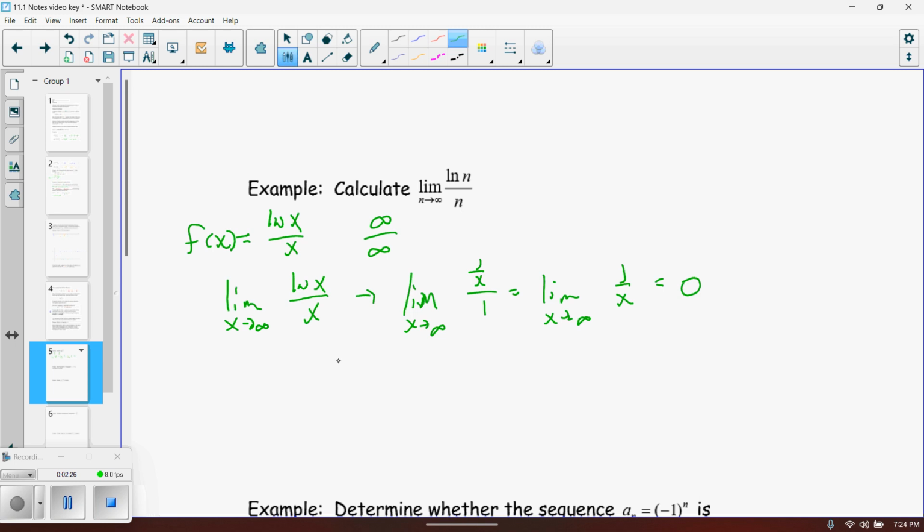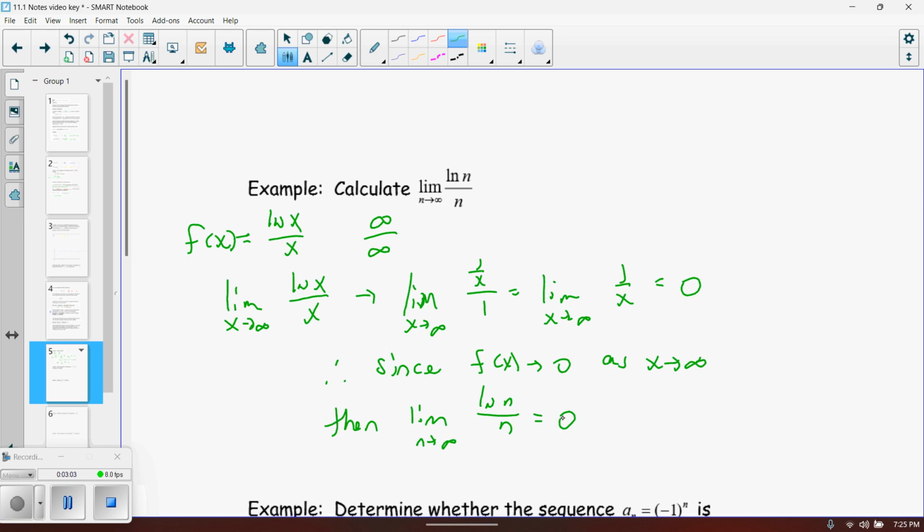Therefore, since f of x approaches 0 as x approaches infinity, the limit as n goes to infinity of the natural log of n over n is also going to be 0.